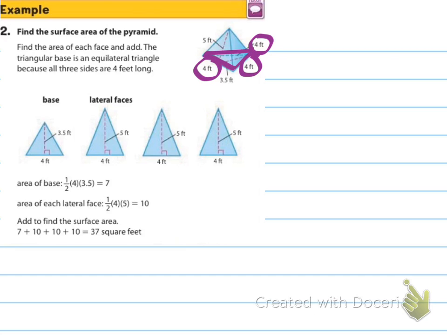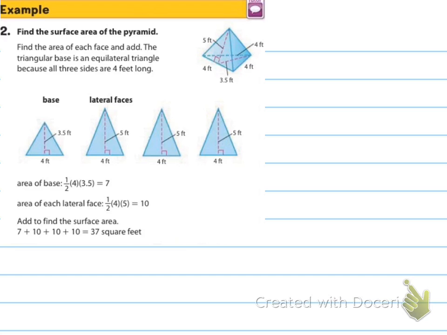Okay? And I don't know if they're going to be kind enough to us to always make the base on the bottom. I'm very interested to see how that's going to pan out as we go along in this book, but for right now, any time that you see one side that has all the same distances, dimensions, that means it's going to be an equilateral triangle, and we'll use that as the base.